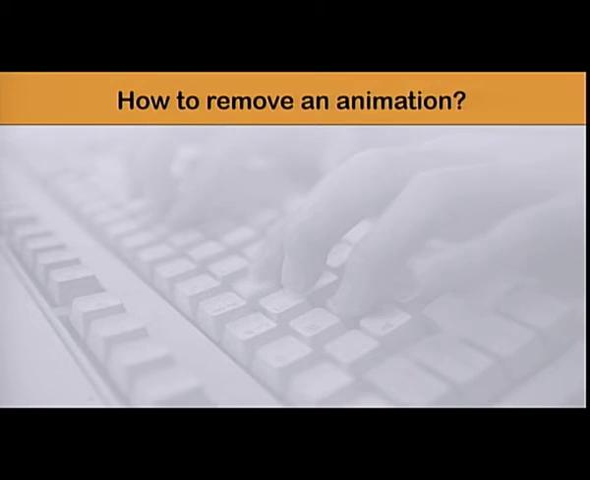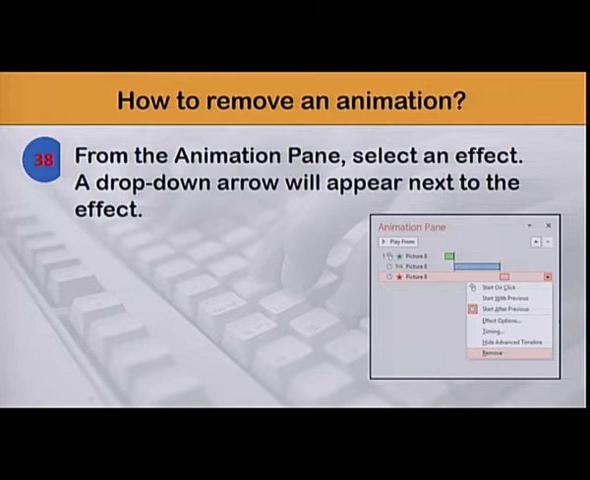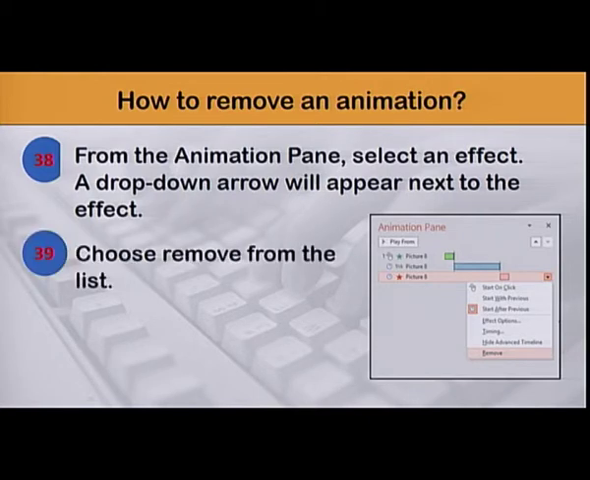Last, let us see how to remove an animation. From the animation pane, select an effect that you want to remove. A drop-down arrow will appear next to the effect. Choose Remove from the list. The effect will be deleted.